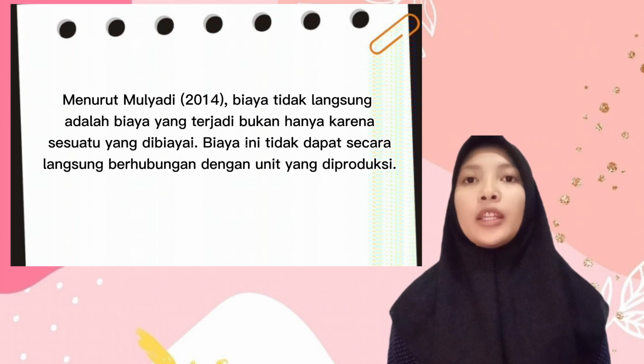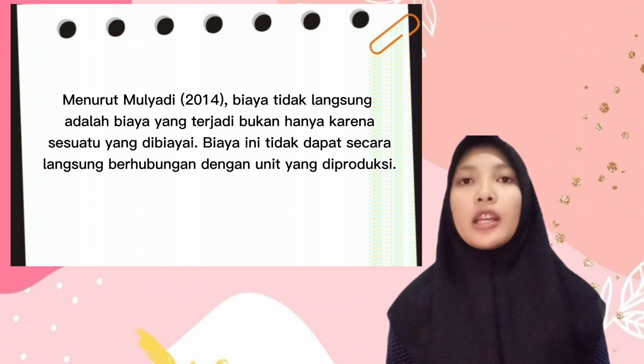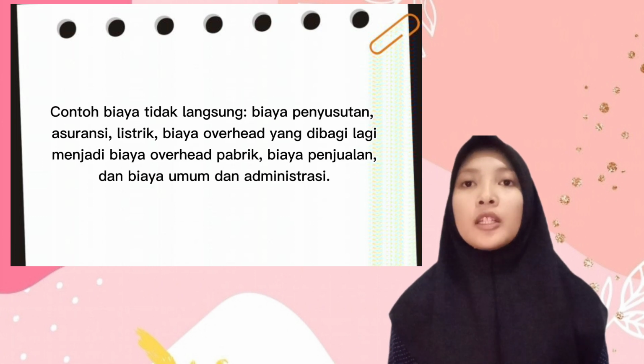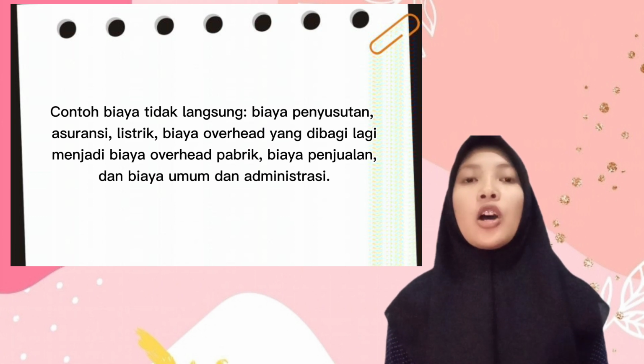According to Mulyadi 2040, indirect costs are costs that occur not only because of something that is financed. These costs cannot be directly related to the unit produced. Examples of indirect costs: depreciation costs, insurance, electricity, and overhead costs, which are further divided into factory overhead costs, selling costs, and general and administrative costs.